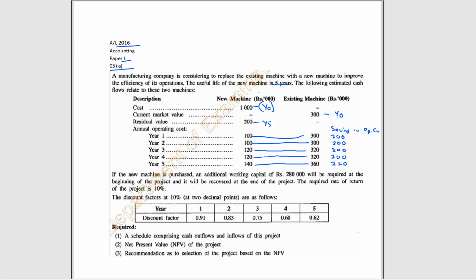If the machine is purchased, an additional working capital of 280,000 will be required at the beginning of the project and it will be recovered at the end of the project. So with regard to this 280,000, there will be two adjustments. One is in year 0, you have to send that money into the project. So your money is going out in year 0. After 5 years are over, you can recover that money back. So it's going to be an inflow in year number 5. And they have given the required rate, which is 10%.